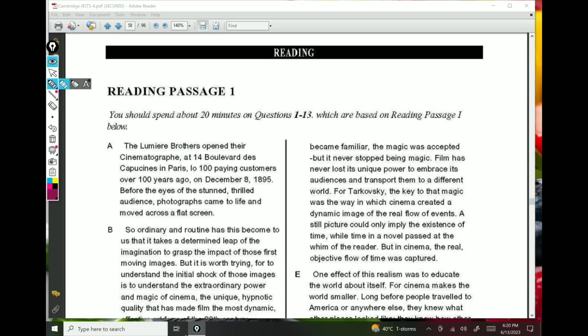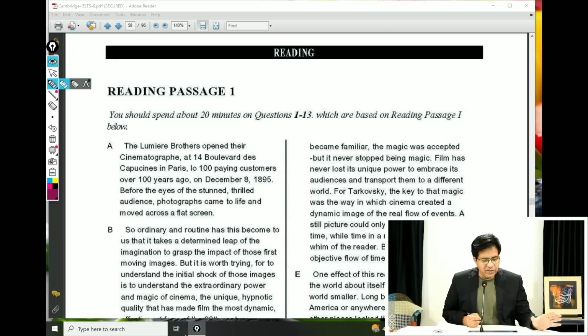Now we've got this passage and you can see there is no title of the passage. So in case if there is no title, it's a good idea to read the first sentence. So the first sentence is Lumiere brothers opened their cinematography at 14 Boulevard and all that. It means this is all about cinematographs, movies, pictures and all that. Okay, and even if you don't get any idea, read the second paragraph so that you understand what it is about.